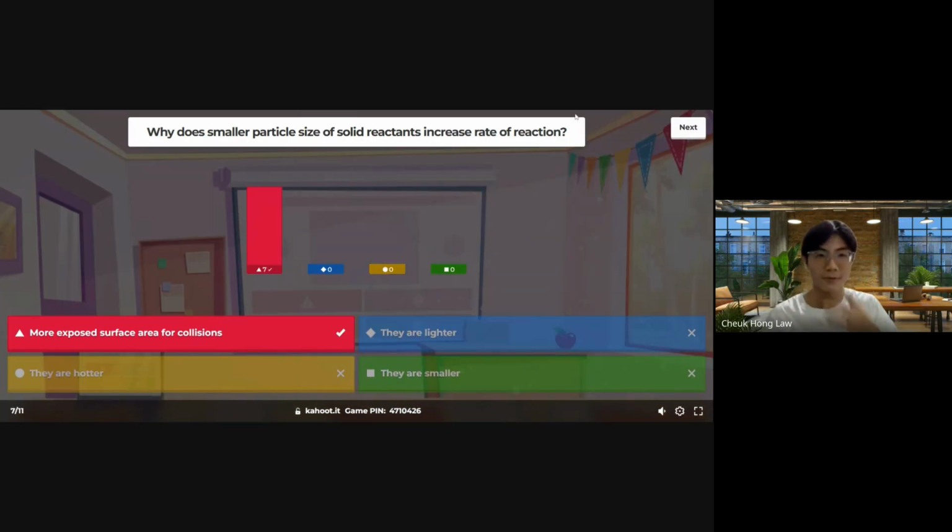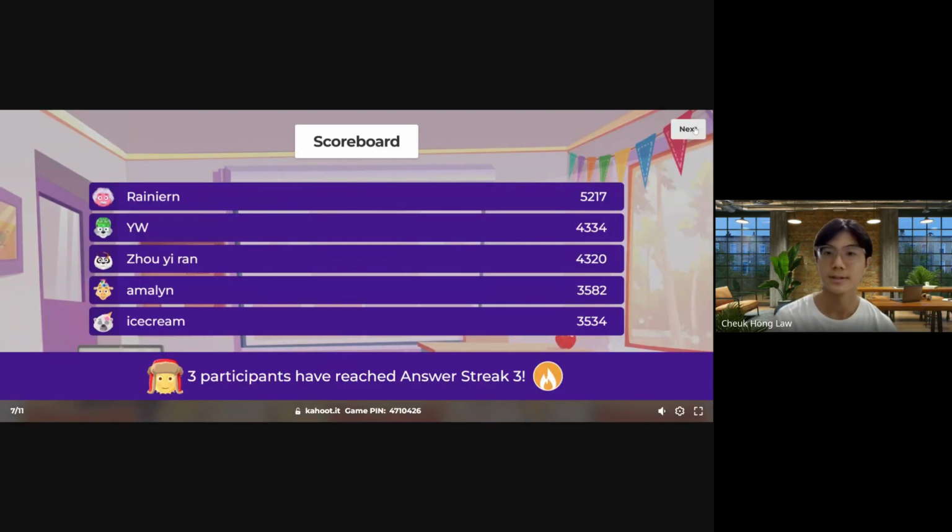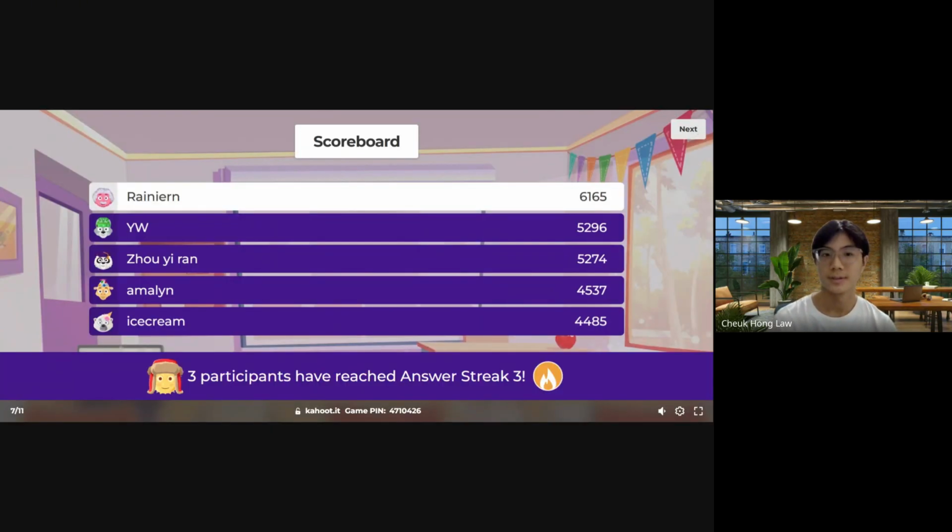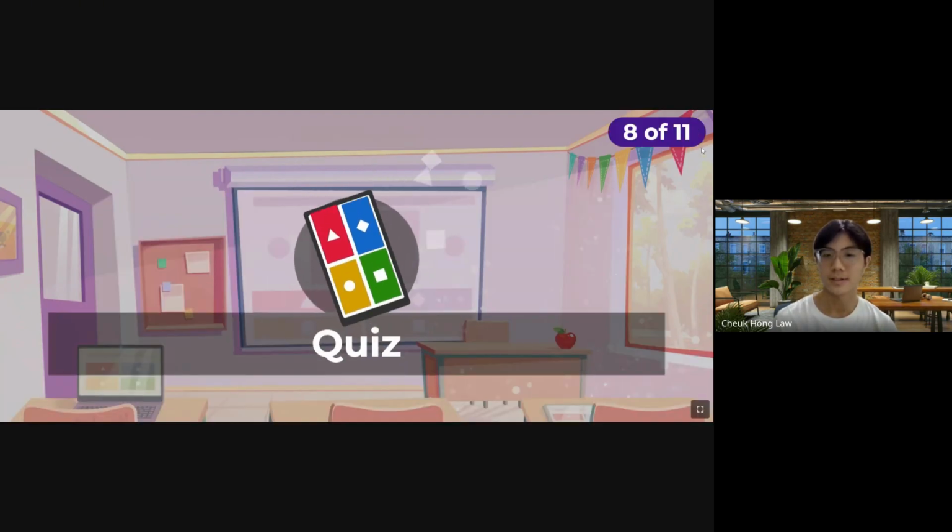Oh, all 7 of you got it correct. So why does smaller particle size of solid reactants increase rate of reaction? Because there's more exposed surface area for collisions. Okay, nice.